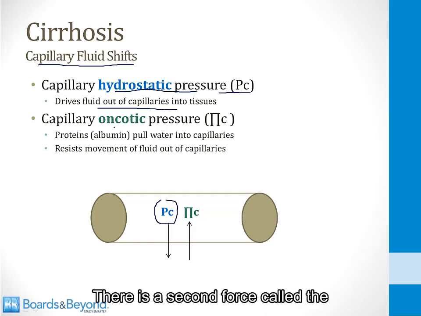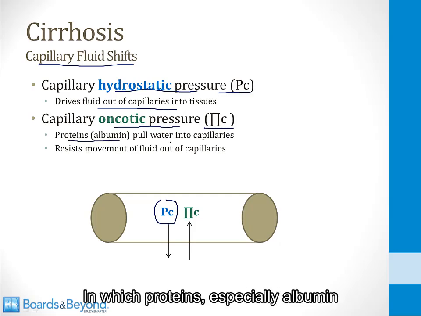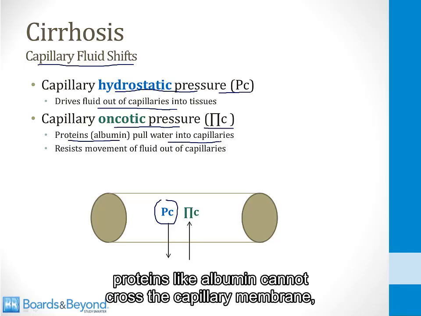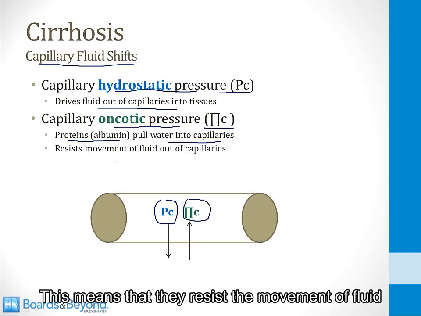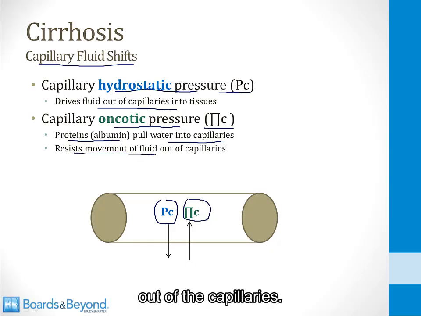There is a second force called the oncotic pressure pi sub C, in which proteins, especially albumin, pull water into the capillaries. Proteins like albumin cannot cross the capillary membrane, and thus they draw fluid into the capillaries and out of the tissues. This means that they resist the movement of fluid out of the capillaries.